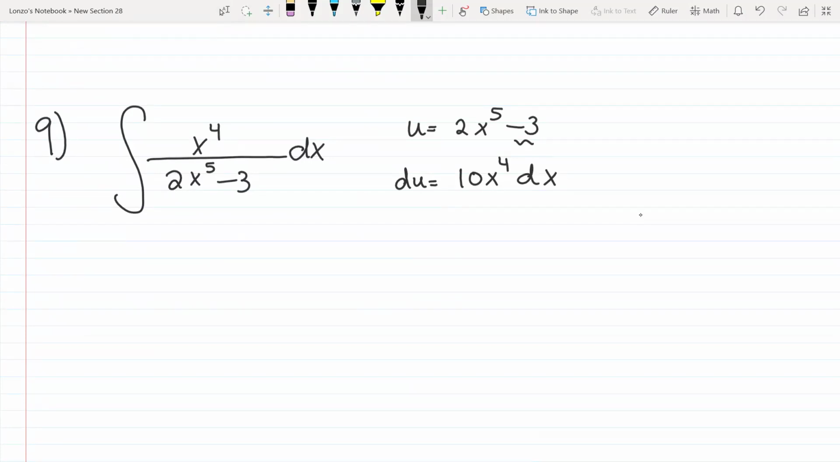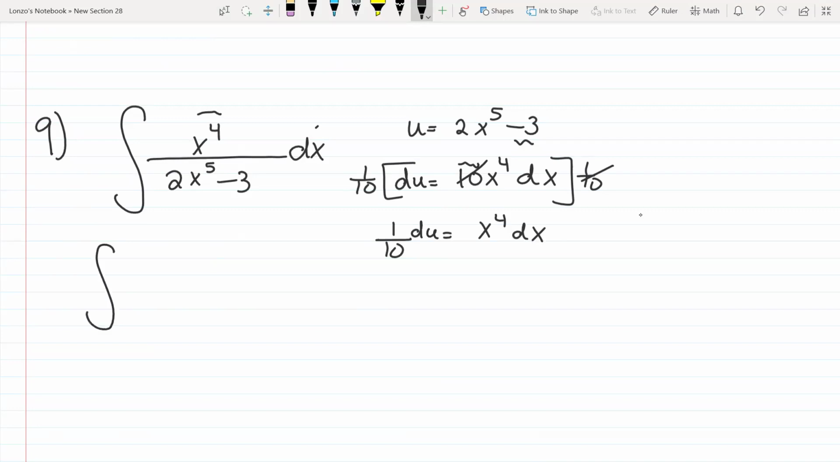Is there something we have to get rid of? Yes, because we don't have a 10, but we do have this x fourth dx. So that means we have to get rid of this 10 by multiplying by the reciprocal of 10, which is 1/10. So this is 1/10 du, and then 10 times 1/10 cancels, so you're left with x to the 4th dx. So this is going to be 2x to the 5th minus 3 is u, and you're going to replace x to the 4th dx with 1/10 du.